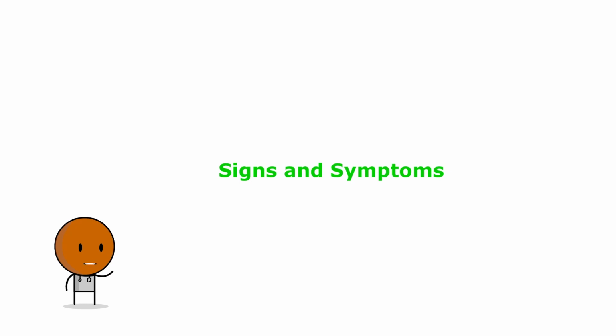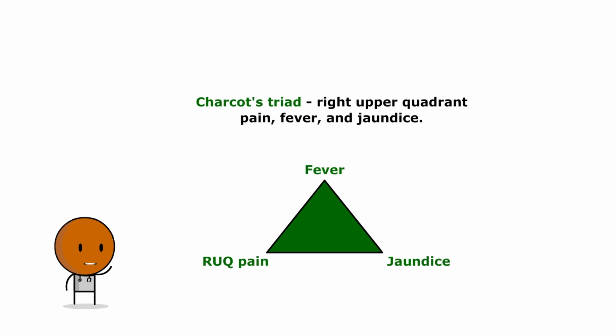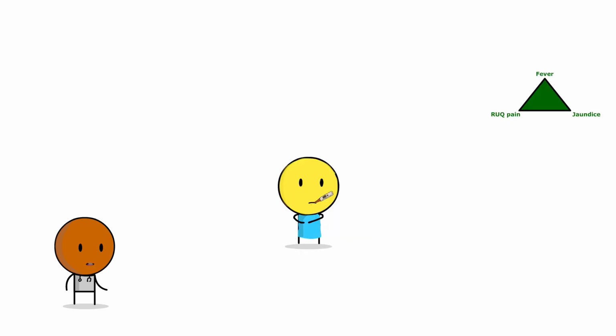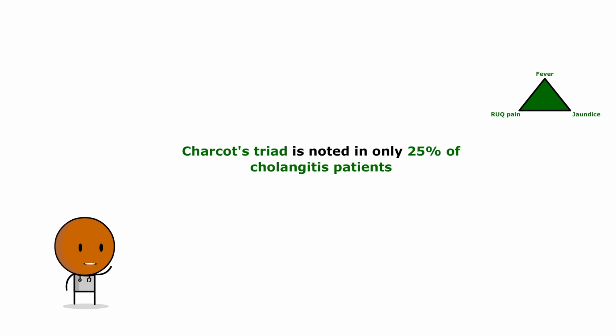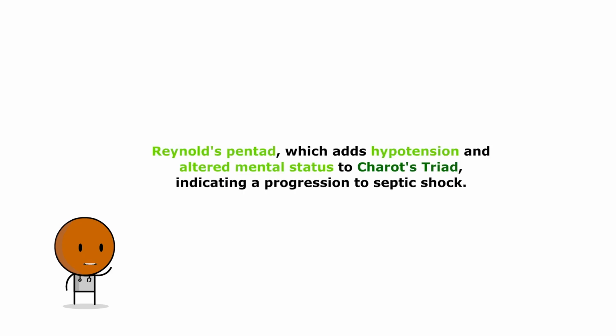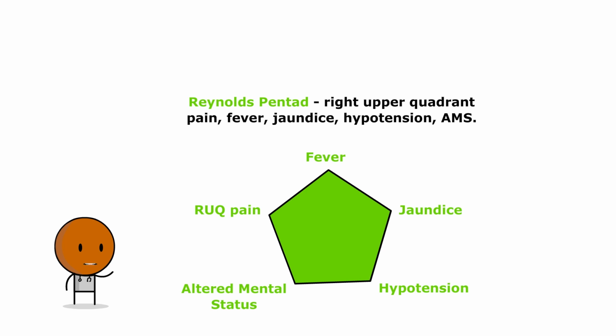Now, how are patients going to present with cholangitis? Patients with cholangitis may present with Charcot's triad, which is right upper quadrant pain, fever, and jaundice. Charcot's triad is the classic presentation of cholangitis, but it's worth noting that Charcot's triad is noted in only 25% of cholangitis patients. In severe cases, patients with cholangitis present with Reynolds' pentad, which adds hypotension and altered mental status to Charcot's triad, indicating a progression to septic shock.